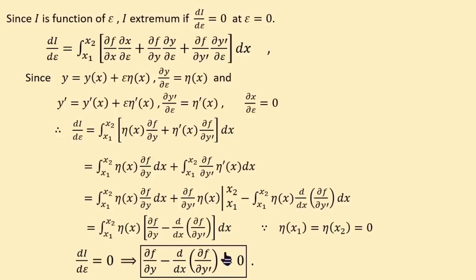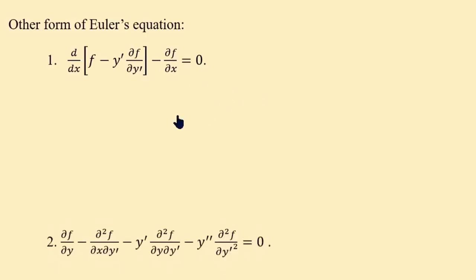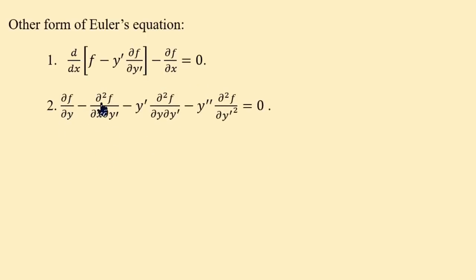And with the help of the total partial derivatives, we are able to express the same Euler equation in two different forms. So, other forms of Euler's equation: d/dx of f minus y' into ∂f/∂y' minus ∂f/∂x equal to 0. This is one more form, and one more is ∂f/∂y minus ∂²f/∂x∂y' minus y' into ∂²f/∂y∂y' minus y'' into ∂²f/∂y'² is equal to 0. Why are these other forms required? It is just applying the partial derivatives twice; we get the same Euler's equation in this form.